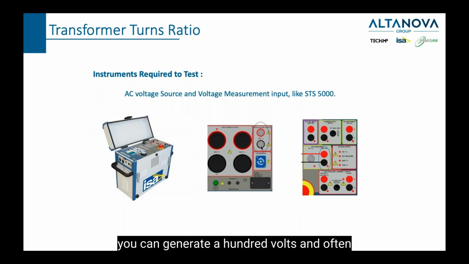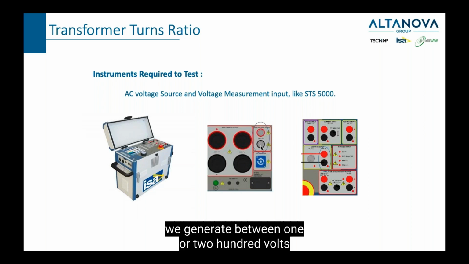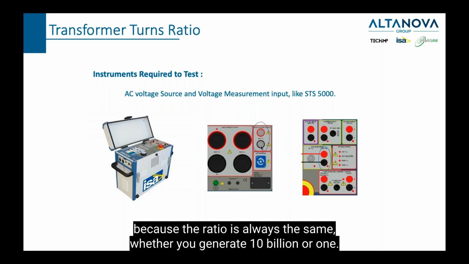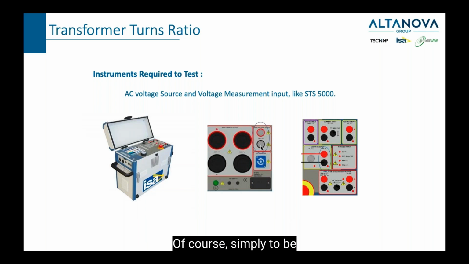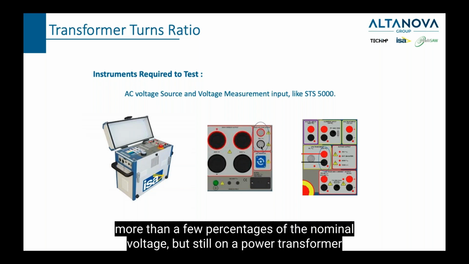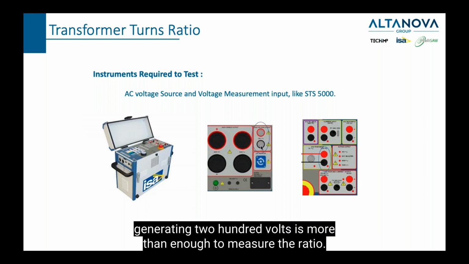You can generate 100 volts, and often we generate between 100 or 200 volts on the primary side. It is not necessary to generate more because the ratio is always the same whether you generate 10 volts or 1. Of course, simply to be sure that we are in a good range, we try to generate at least more than a few percent of the nominal voltage, but still on a power transformer generating 200 volts is more than enough to measure the ratio.